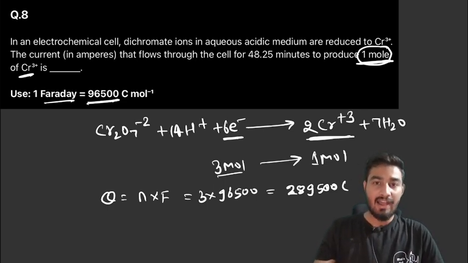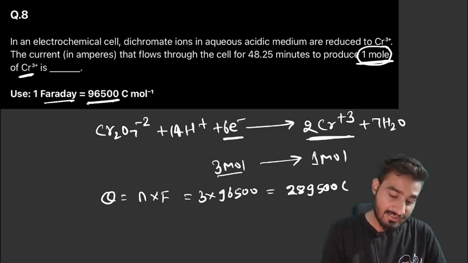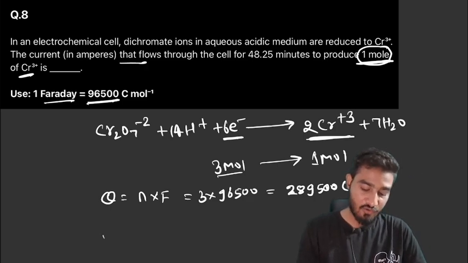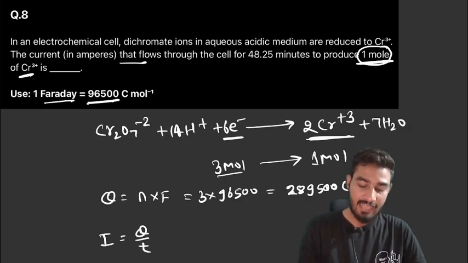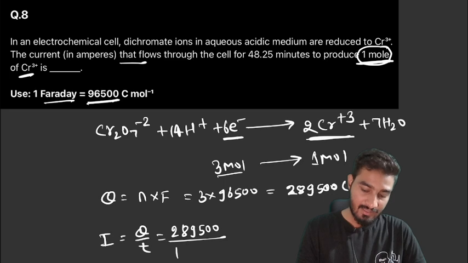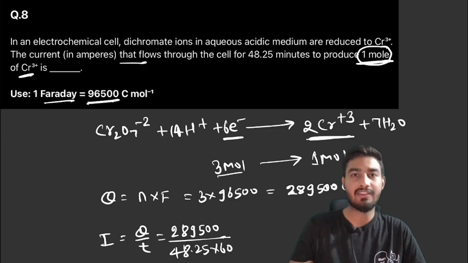Now, in this question they are asking for the current flow, I. So I will be Q upon T. Q we have, time we have. So Q is 289,500 divided by time, which is 48.25, that we have to take in seconds, so multiply by 60.